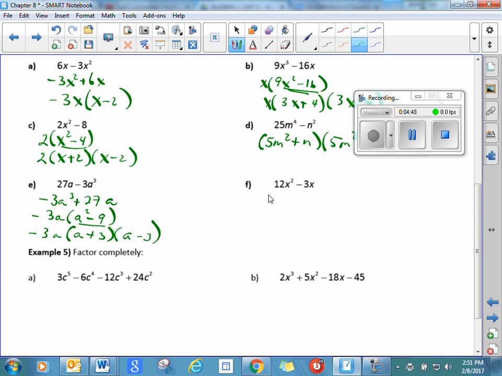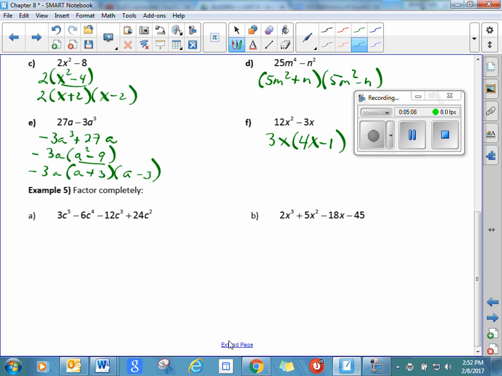This one is in standard form. He does have a GCF. I see 3x that can come out of both of those terms. That leaves me with 4x minus 1. I see a difference, and 4 is a square and 1 is a square, but the x is not. So we can't do anything further with this one. We have to leave it alone.